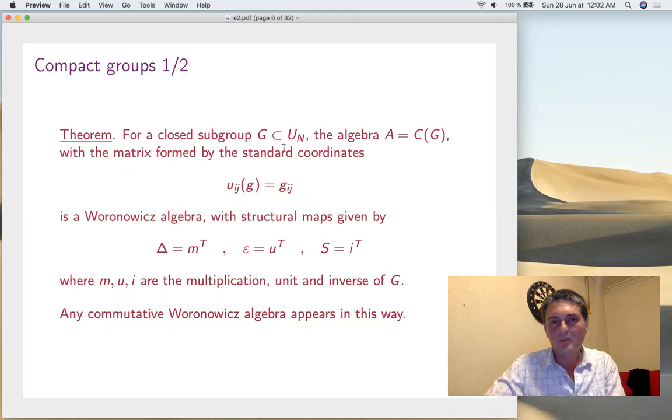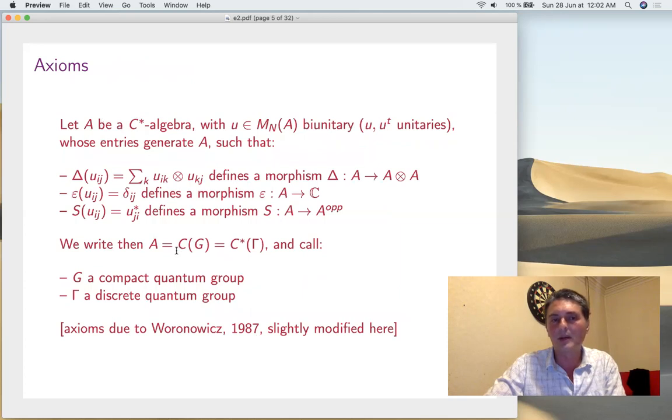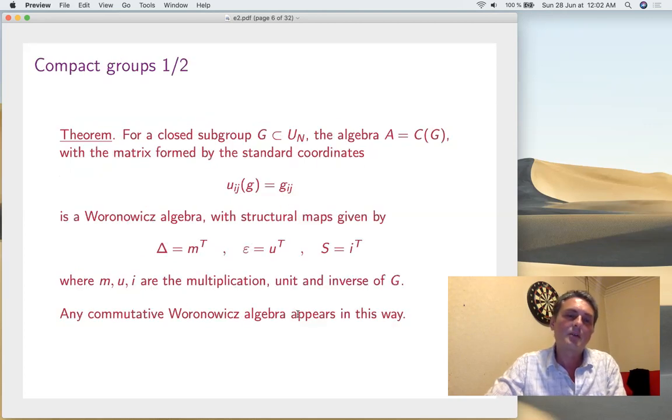For a closed group, the algebra C of G with standard coordinates satisfies the axioms. The structural maps delta, epsilon, S are just the transposes of multiplication, unit and inverse. That's something that we already know, right? So this discussion was about this. And conversely, any commutative Woronowicz algebra, so a Woronowicz algebra A, where G is compact and gamma is the discrete quantum group, any commutative one appears in this way. So this we basically know.